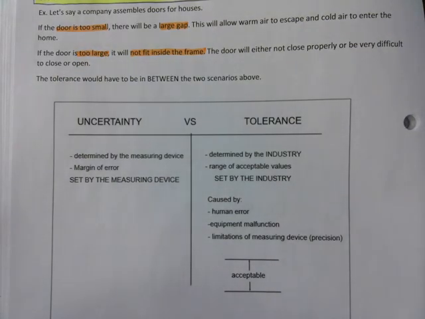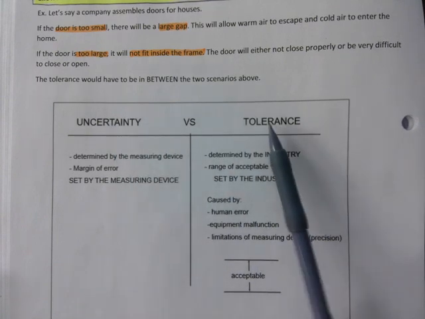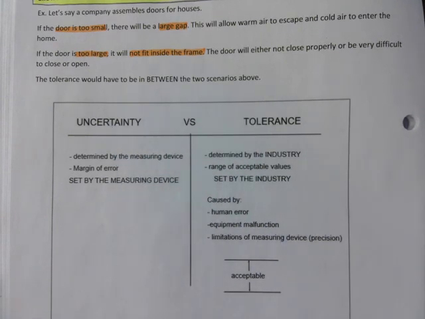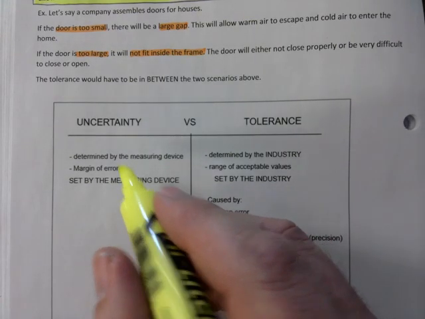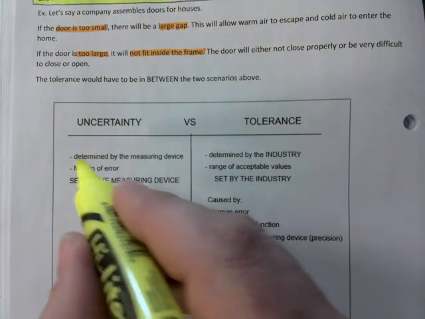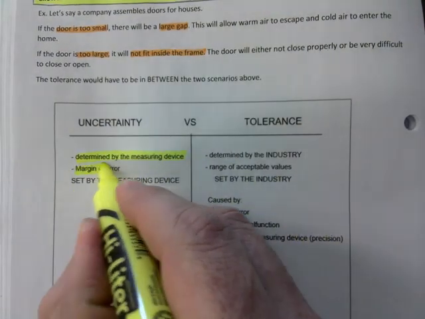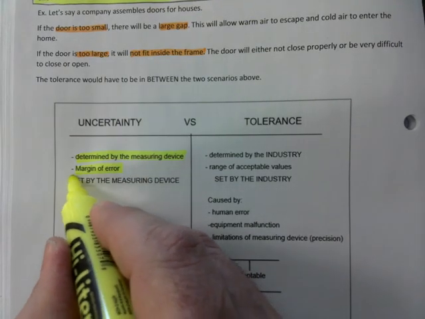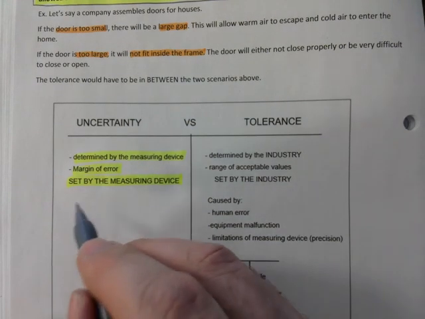So here is the difference. I always had students tell me, well, what's uncertainty and what's tolerance? Because there seemed to be some overlap, okay? So here it is. I kind of made this chart for you. Uncertainty is determined by the measuring device. It's the margin of error. It's set by the measuring device that you used. That's what uncertainty is. It's because of the limitations of the device.